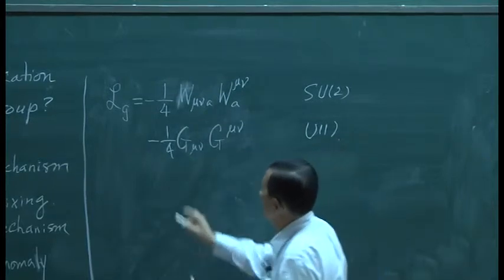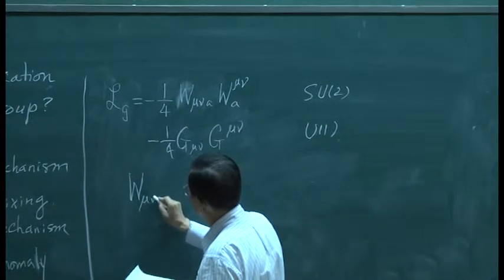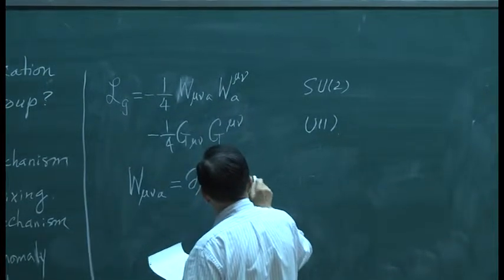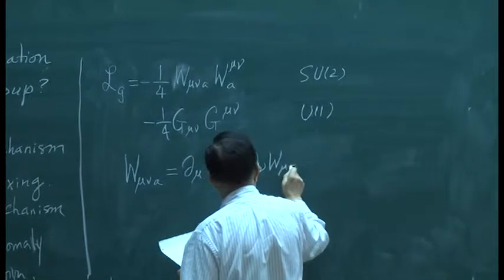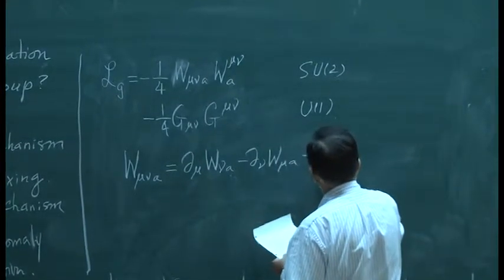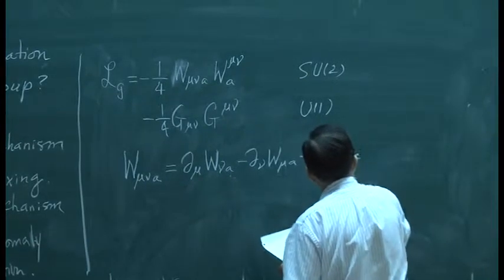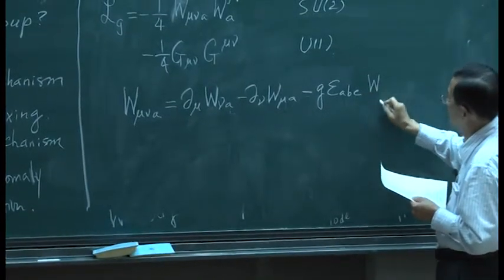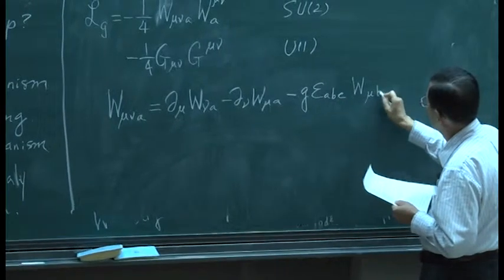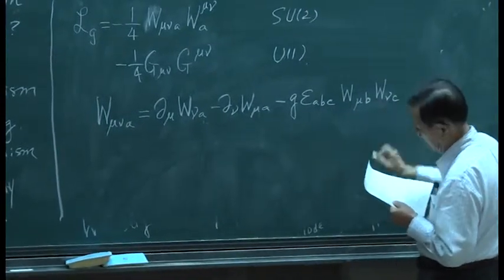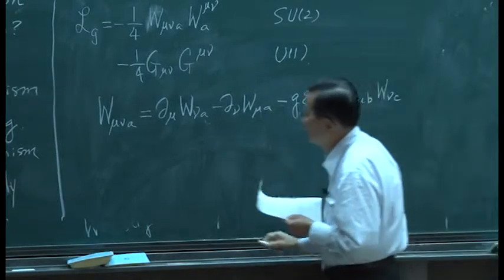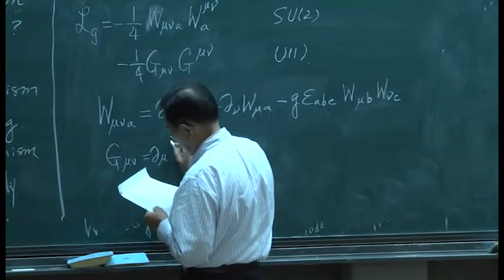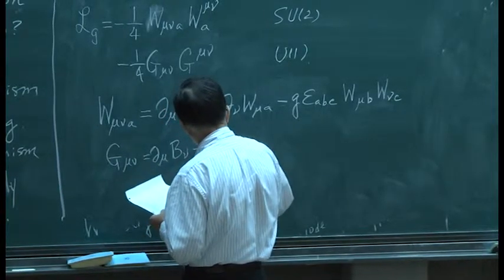Now this W mu nu has the standard form: d mu W nu A minus d nu W mu A, and then minus g epsilon ABC, this is the totally anti-symmetric tensor, and then you have W mu B, W nu C. And then the G mu nu is just d mu B nu minus d nu B mu.